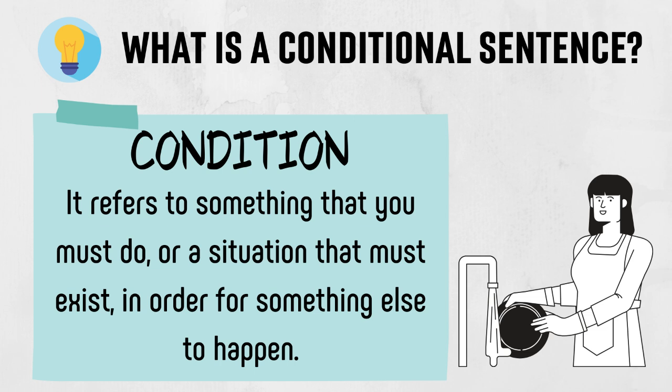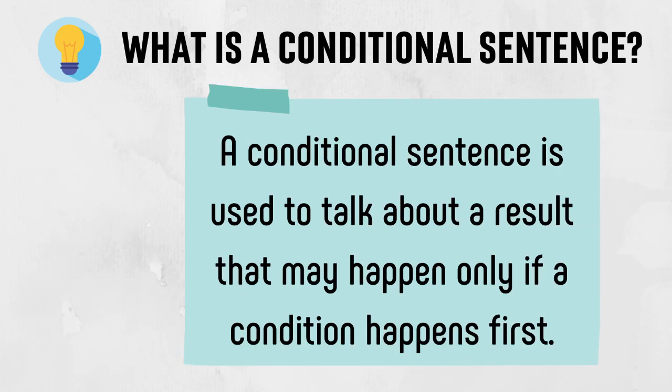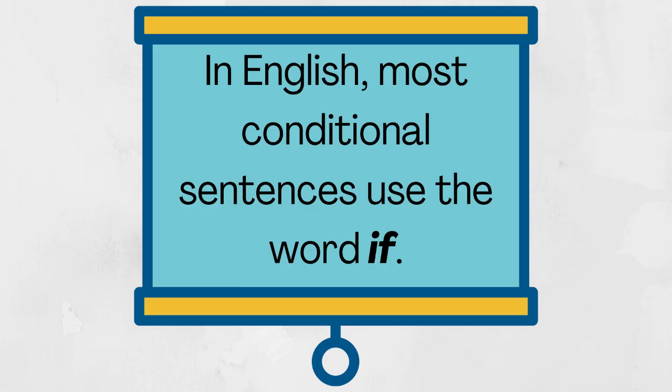Let's say you're asking your mother for extra money, pero sabi niya, bibigyan kita ng pera pag naghugas ka ng pinggan. So in order for you to get that money, kailangan mo muna i-meet yung kondisyon, which is ang maghugas ng plato. A condition is something that must happen before a second thing happens. So that means a conditional sentence is used to talk about a result that may happen only if a condition happens first. Now, in English, most conditional sentences use the word if. Not all the time, but most of the time.